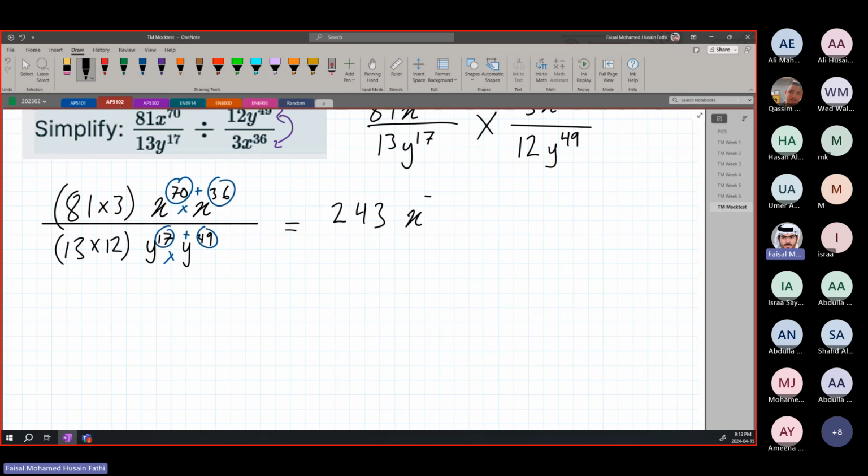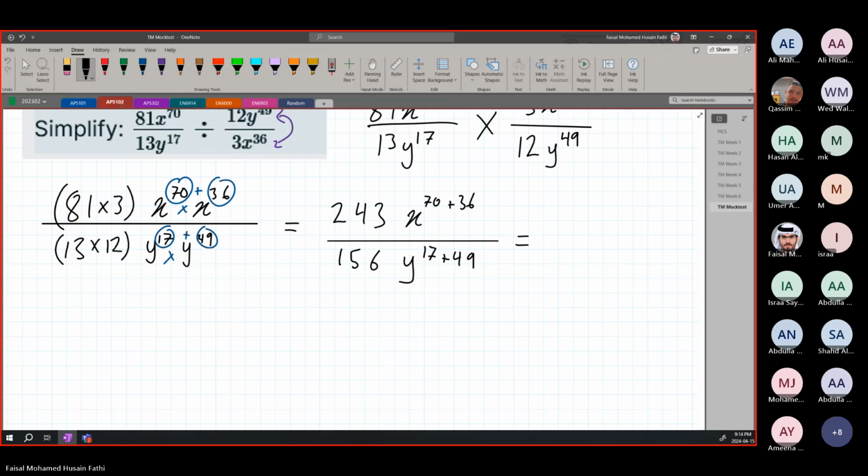X 70 plus 36 over 13 times 12, 156. Y 17 plus 49. So this is equal to, because in this case we have multiplication, not division. Remember, it has to be the same base, yani the same variable. So 243 divided by 156, I'll just simplify that from now.